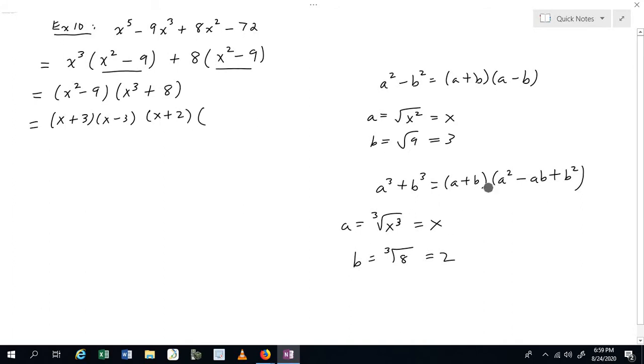and then x squared minus x times 2, but I'm going to change the order. Again, the order in which you multiply doesn't matter, so I'm going to write that as 2 times x, and then plus b squared, right, where b is 2, so 2 squared. Okay? And then 2 squared is just 4. So I'm just going to write that as 4.